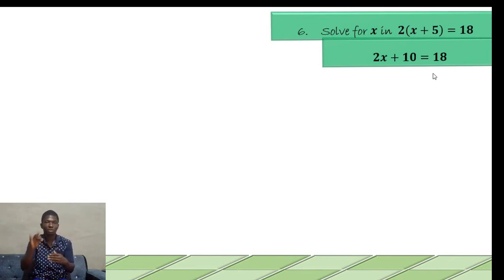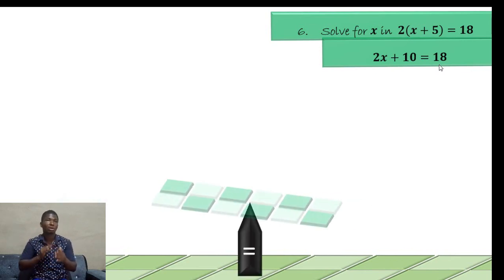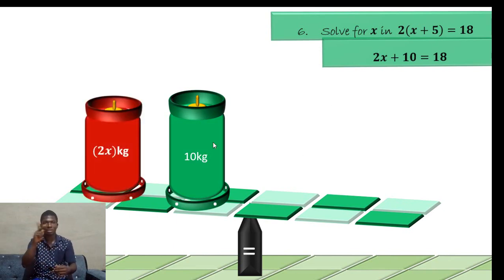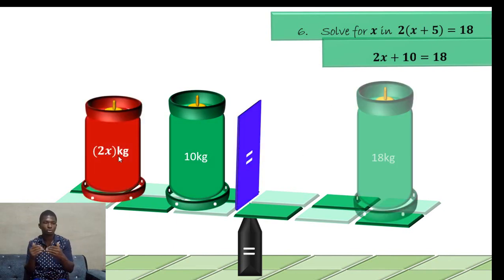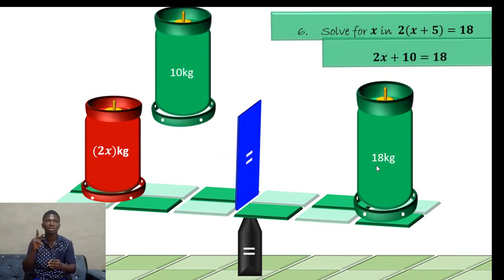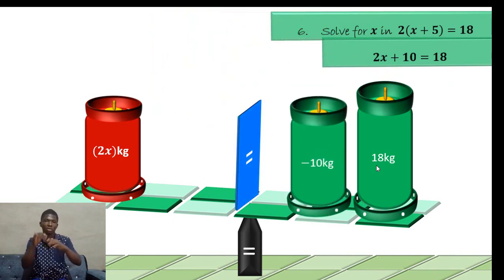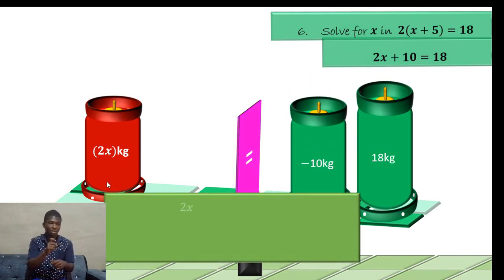So let's put that into our balance system. We have 10 and we have our 2x and we have 18. Okay, so 10 should come here to meet 18 normally. So it comes and it meets 18. So once that is done, our x variable is left here. So we can say 2x equals minus 10 plus 18. So I have it to be 2x equals 8. Then x equals 8 divided by 2. x equals 4.